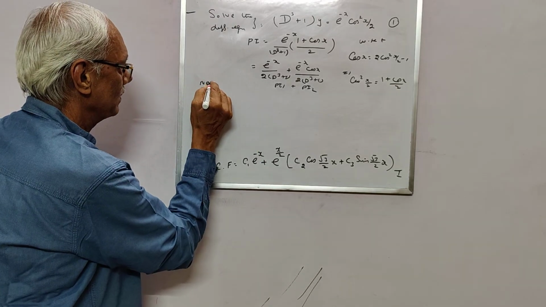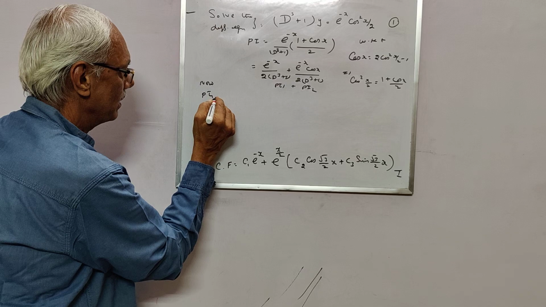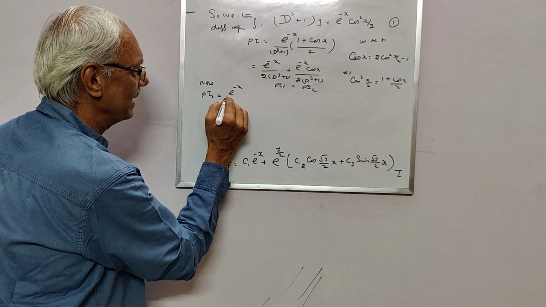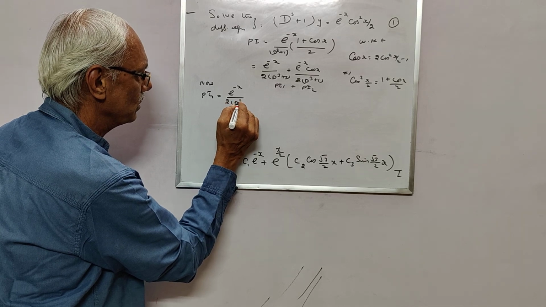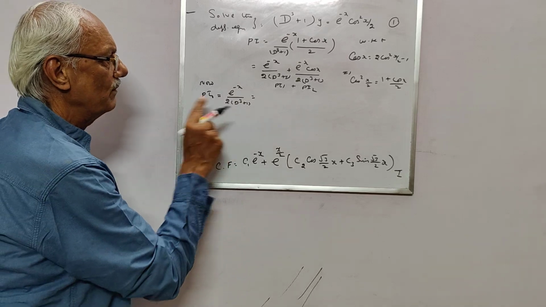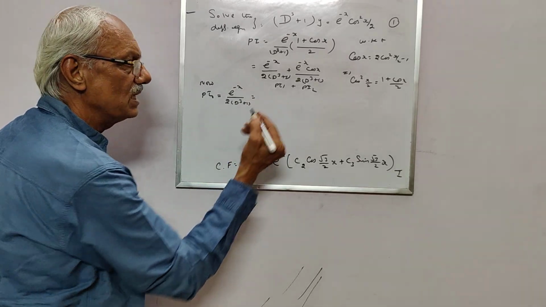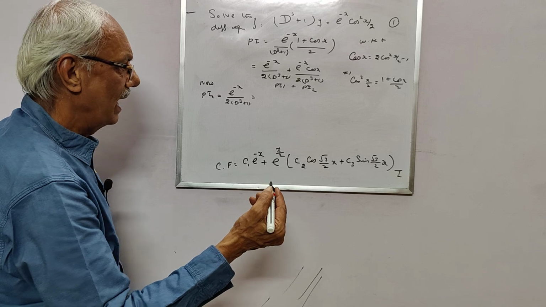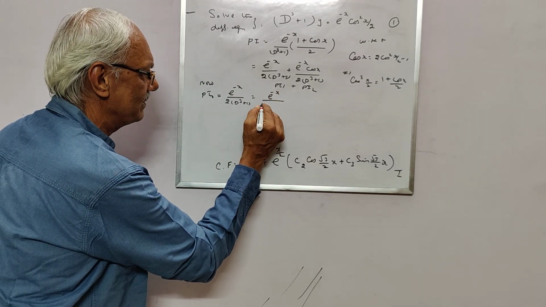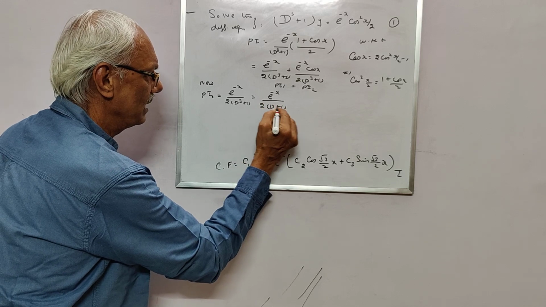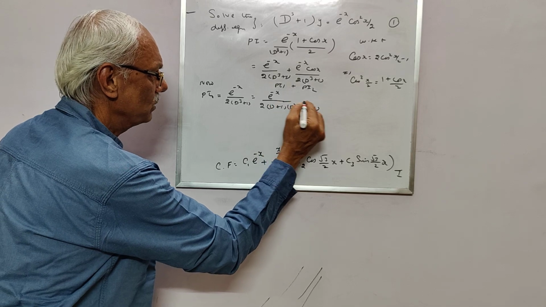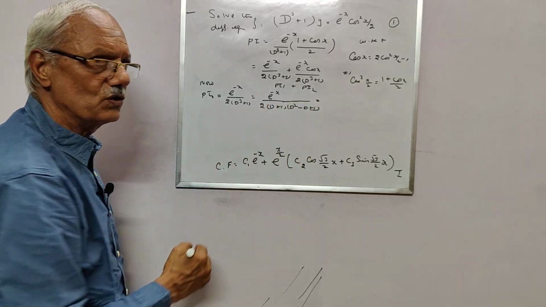Now I will write here PI1 is equal to e to the power of minus x divided by 2 into D square plus D plus 1. Now what I will do here is factorize this: e to the power of minus x divided by 2 into D plus 1 into D square minus D plus 1. So this is the factorization of this.